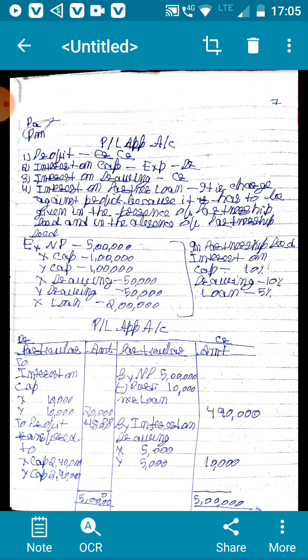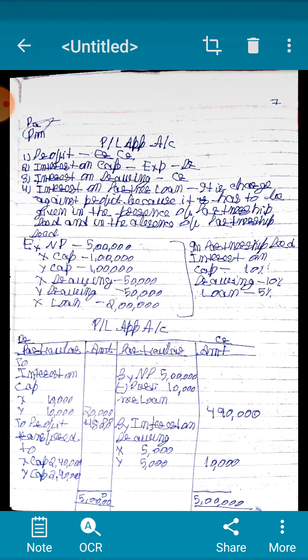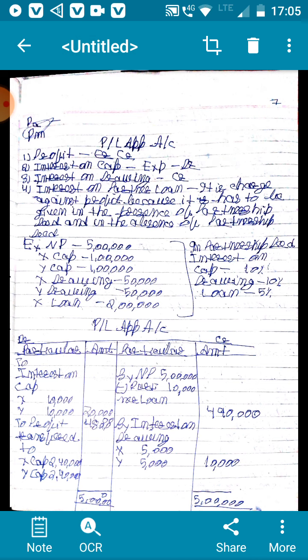Then we have to calculate the interest on drawings. Actual drawings are 50,000. Interest on drawings is 10%. 10% on 50,000 is equal to 5,000. Same for Y, interest on drawings 5,000. 5,000 plus 5,000 is equal to 10,000. 4 lakh 90,000 plus 10,000 is equal to 5 lakh.